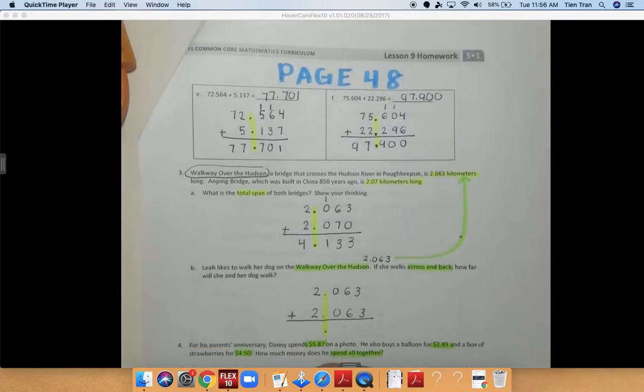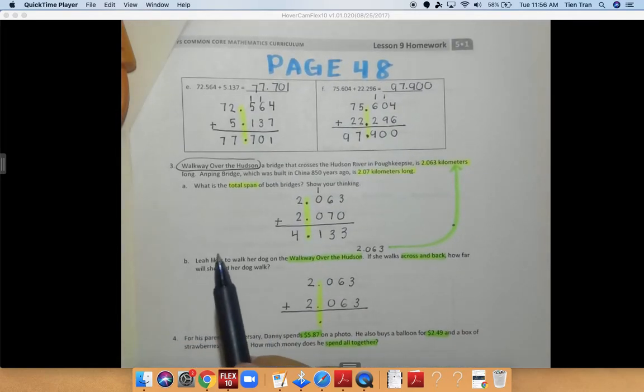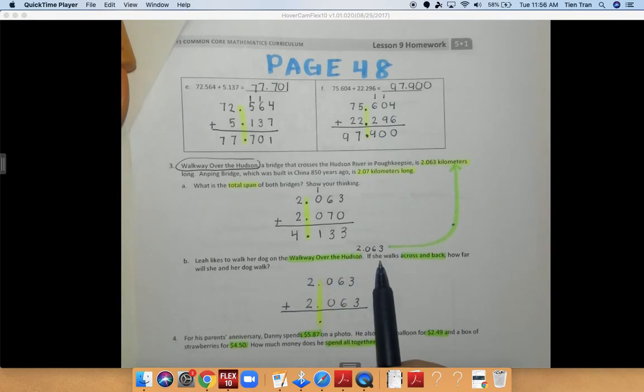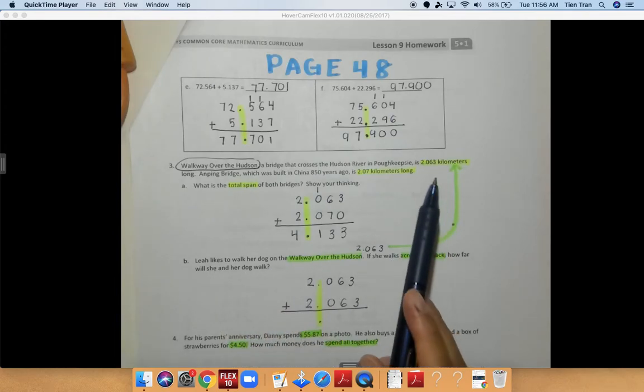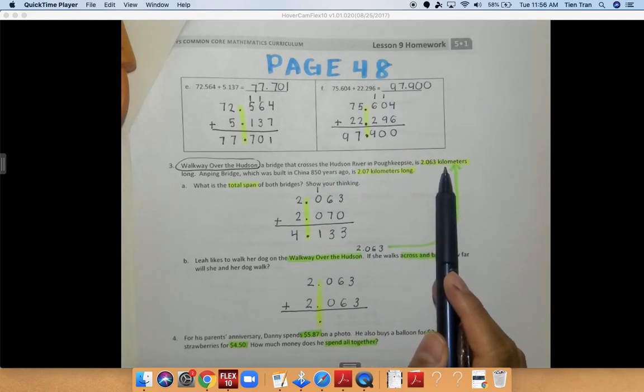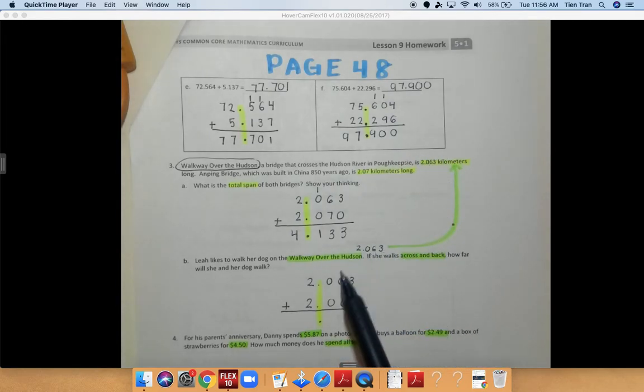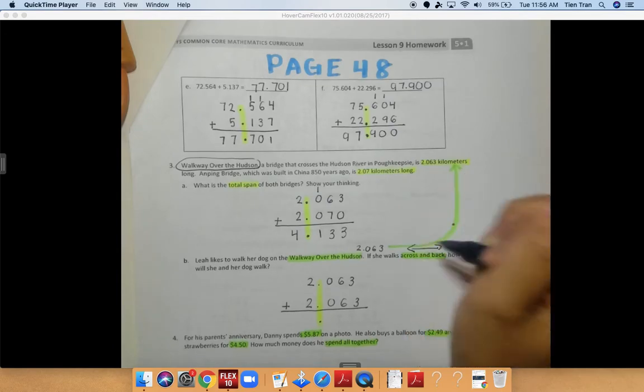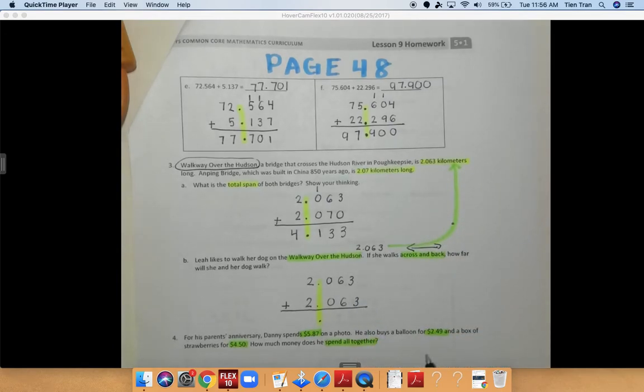Now, for problem B, they say right here, Leah likes to walk her dog on the walkway over the Hudson. If she walks across and back, how far will she and her dog walk? So that means that you're adding this number right here where it says Hudson River in Poughkeepsie is 2.063. So I took that number and I added twice. Why? Because she walked across and back. So she walked two ways, right? So that means you're going to add two of these numbers together.